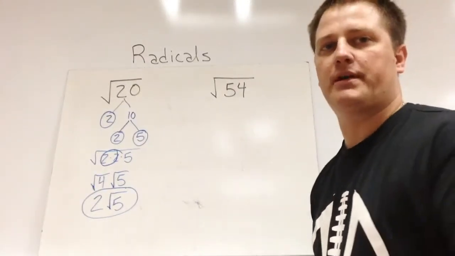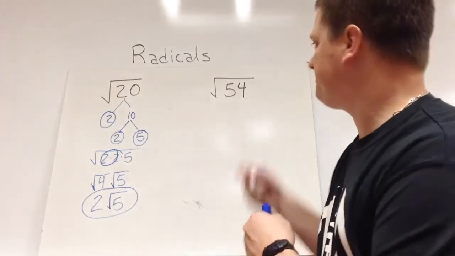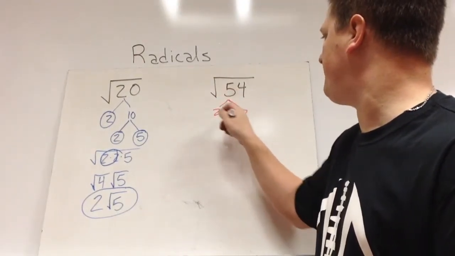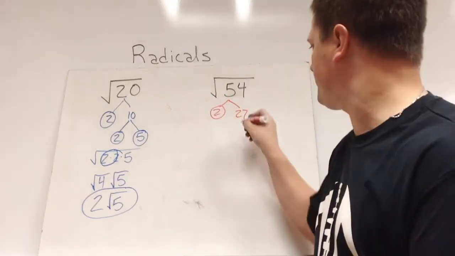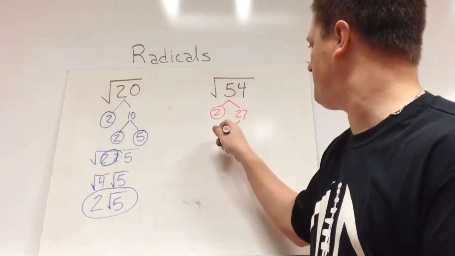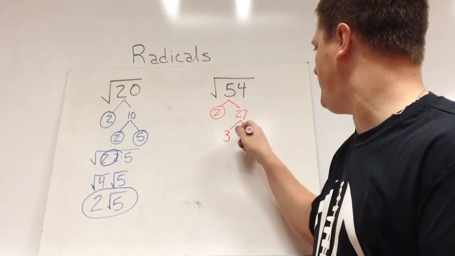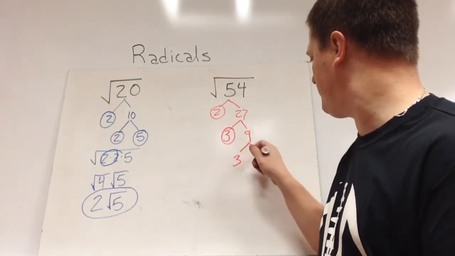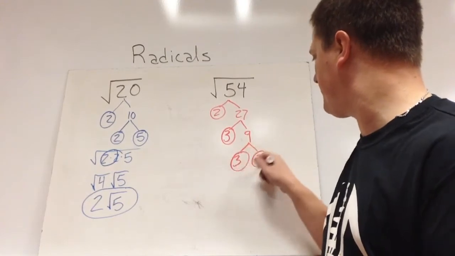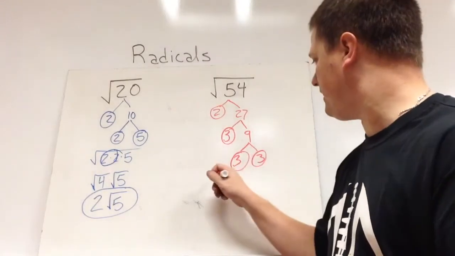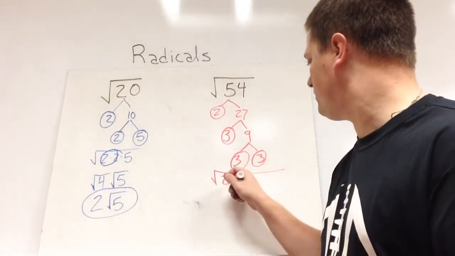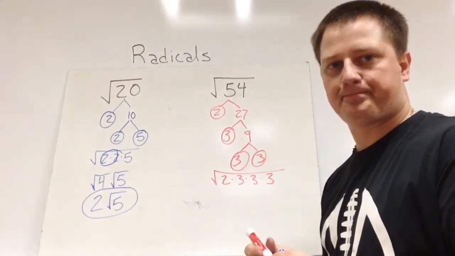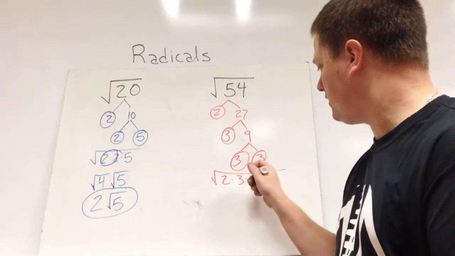Let's look at a little bit more difficult one in 54. 2 times 27. 2 is prime. 27 comes from 3 and 9. 9 comes from 3 and 3. So our square root here is the square root of 2 times 3 times 3 times 3.